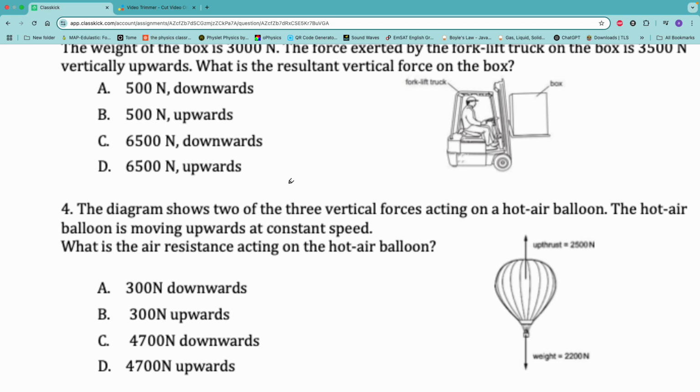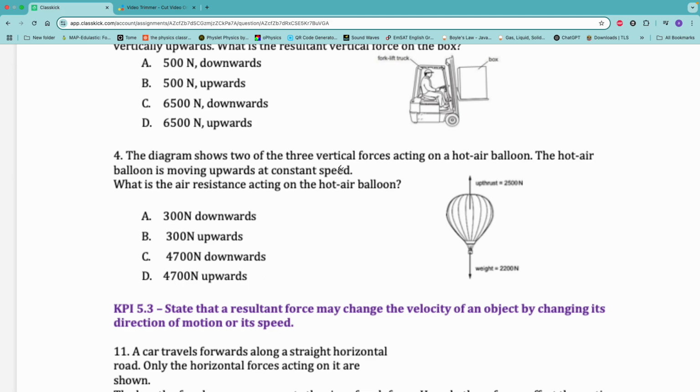Here, the diagram shows two of the three vertical forces acting on a hot air balloon. The hot air balloon is moving upward at constant speed. So this is our key word, constant speed. Once you see it, automatically this means that the net force is equal to 0, which means that the upward force has to equal the downward force. Now go to read the rest of the question. What is the air resistance acting on the hot air balloon?